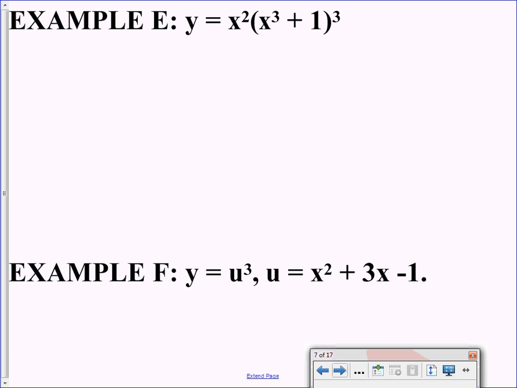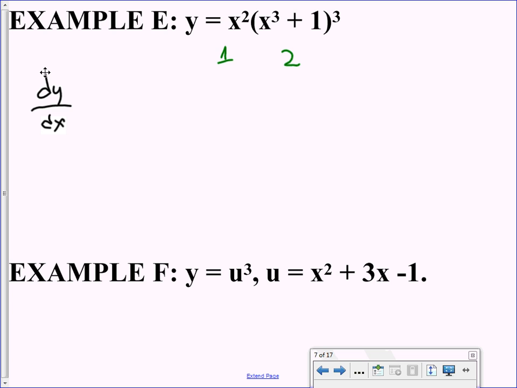Example E. We have to find the derivative once again. And this time, we're not starting out with the chain rule because this is a product. So we have to use the product rule. Product rule, if you recall, you have the first factor and then you have the second factor.